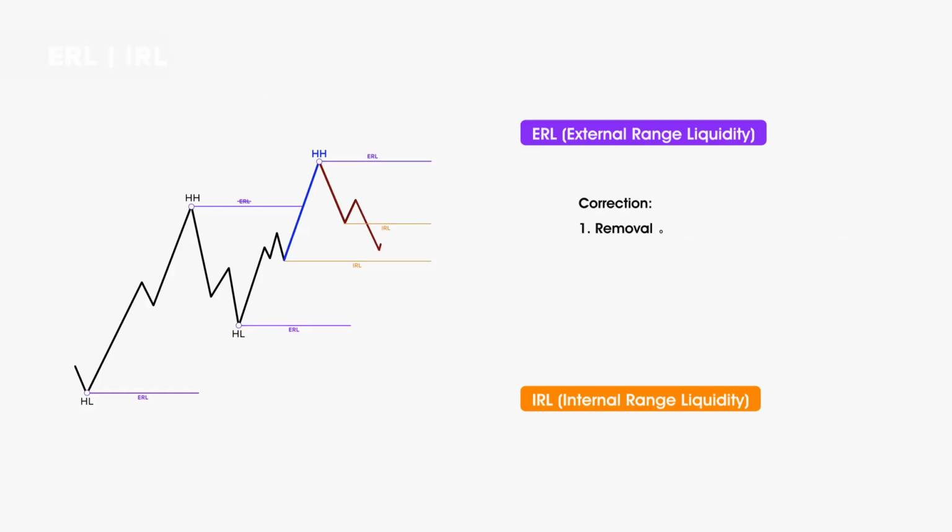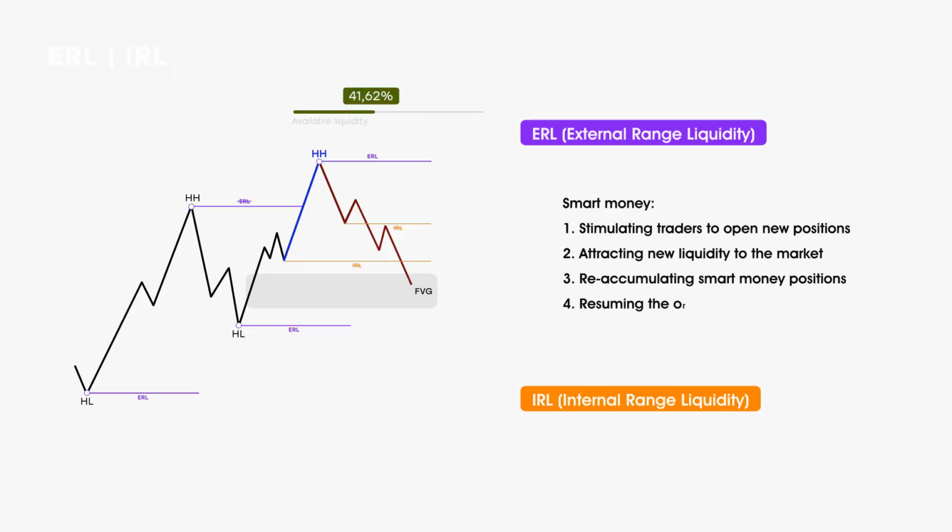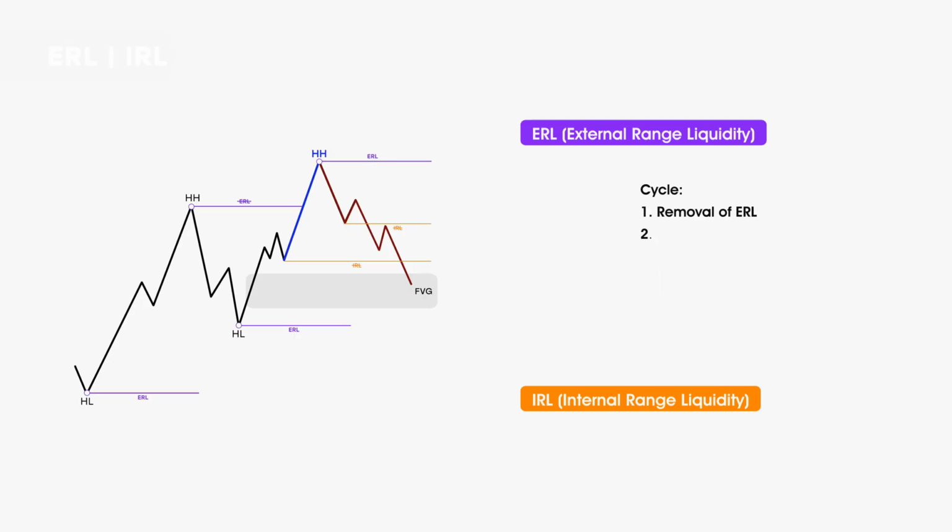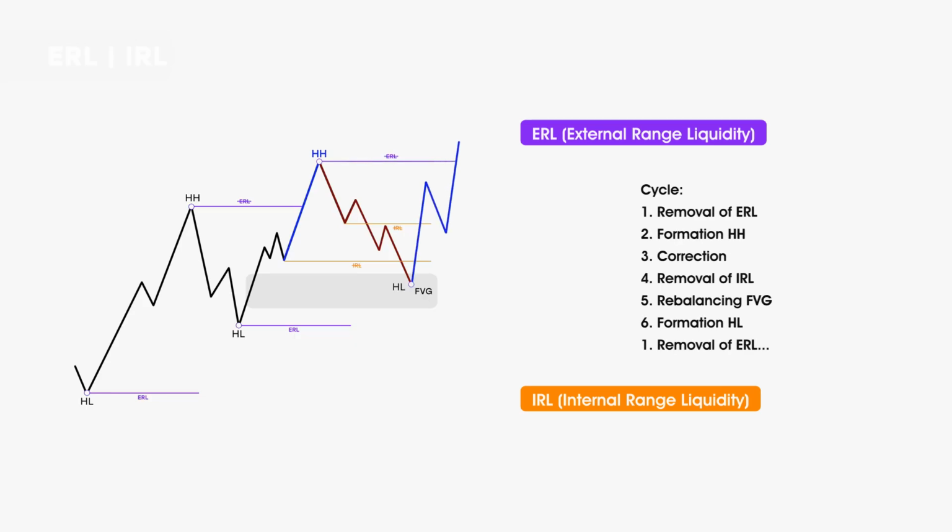During a correction, the market performs 2 tasks. It removes internal pools of sell liquidity and eliminates previous price inefficiencies. These actions encourage traders to open new positions. Saturating the market with the liquidity, large participants need to continue the trend. The cycle concludes with the price moving to a new zone of external liquidity, after which the process repeats. This is a continuous dynamic based on changes in market liquidity.